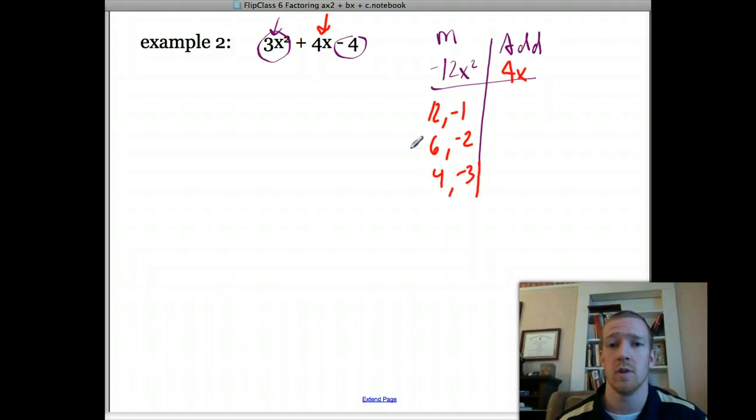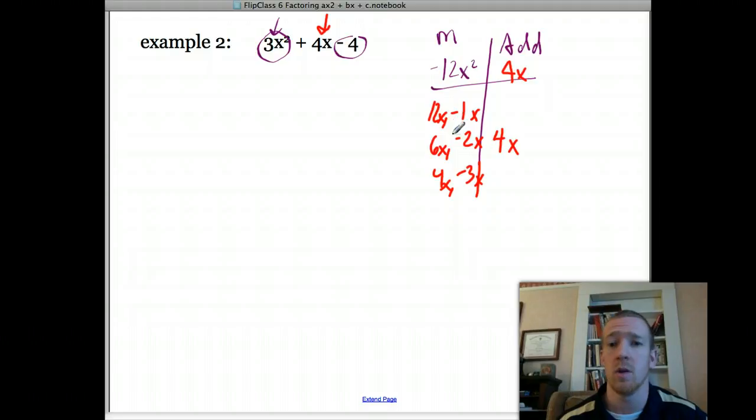Now, if you're clever, you'll realize right away 6 minus 2 is 4. So it really should be 12x, negative 1x, 6x, negative 2x. So they actually multiply to give us negative 12x squared, and then they add up to a 4x.